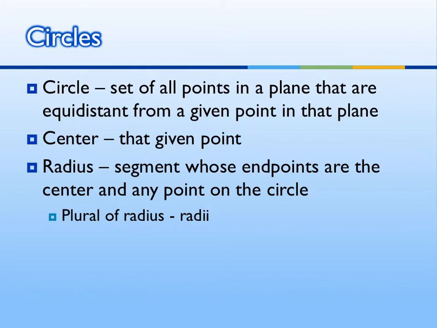The center is that point, the point that's at the middle of all those points. And the radius is the segment whose endpoints are the center and any point on the circle. The plural of radius is radii. So it's not radiuses.